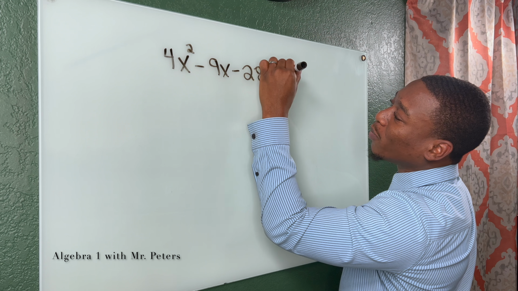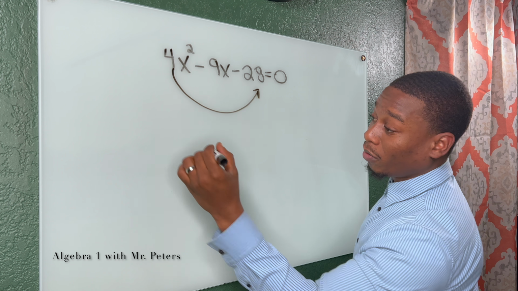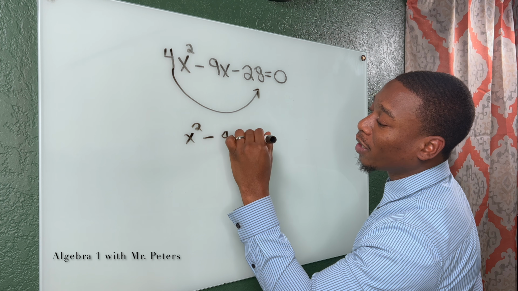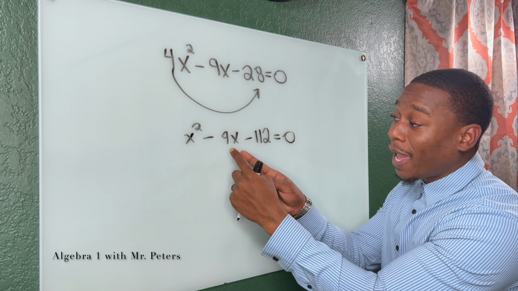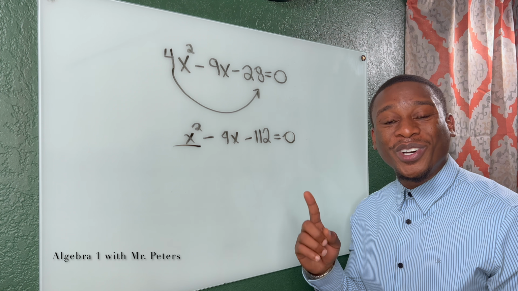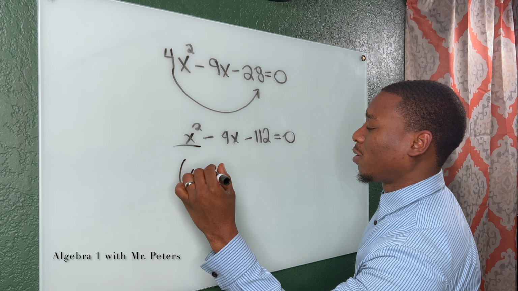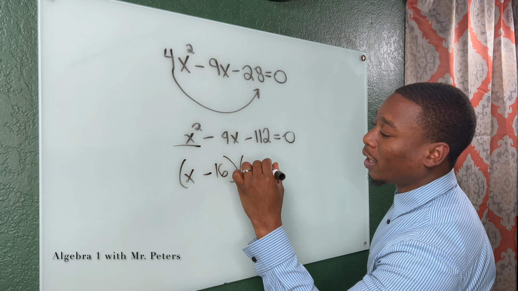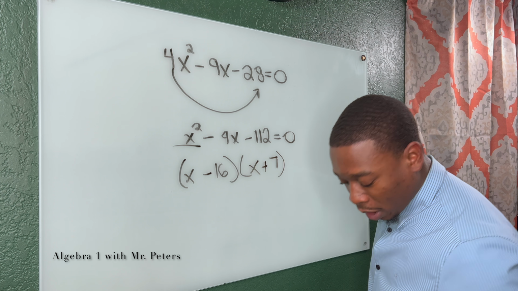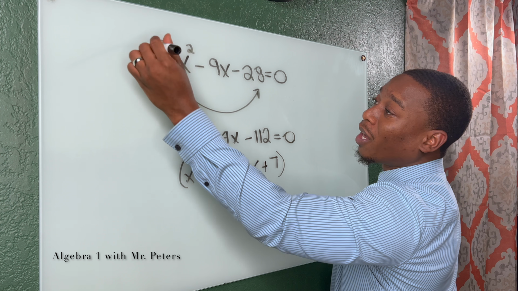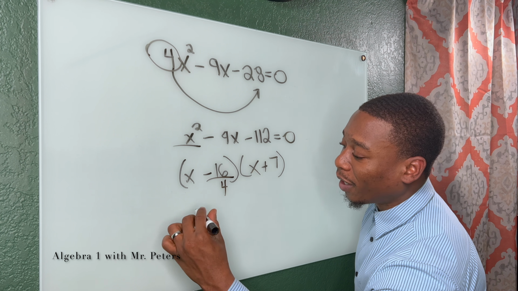Why do I like doing this method? It's 10 times easier and faster. So what we do, we're going to multiply the same a and c. X squared minus 9x minus 112 is equal to 0. Same rules apply. Multiply to get 112, add to get negative 9. The lead coefficient is 1, so it's easier to factor. Because we already factored this, we have x minus 16 times x plus 7. I forgot real quick. My bad. So now at this step, because we multiplied by 4, we're now going to divide both our factors by 4. If we get a whole number, we simplify.